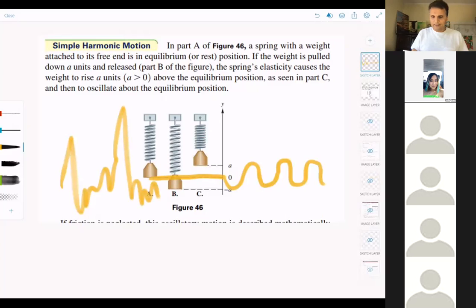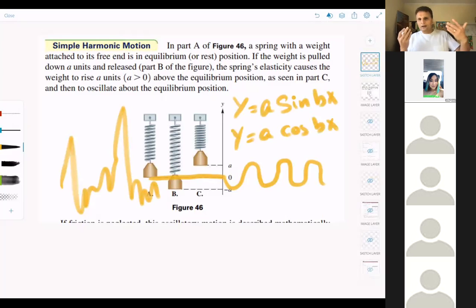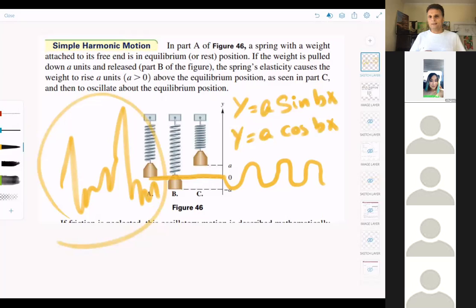In simple harmonic motion, it will be y equals a sine of bx, or y equals a cosine of bx. The good thing is they look like the graph of sine and the graph of cosine. That's it. We deal with only simple ones in this course. We don't deal with the crazy one that I graphed here. All right, there are a couple of homework questions regarding simple harmonic motion.